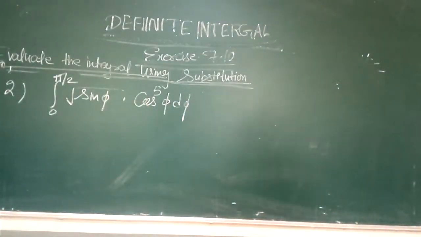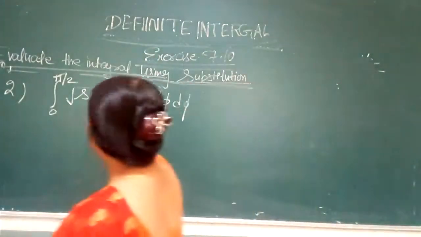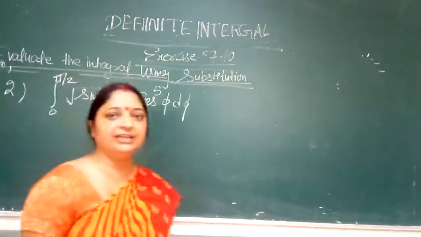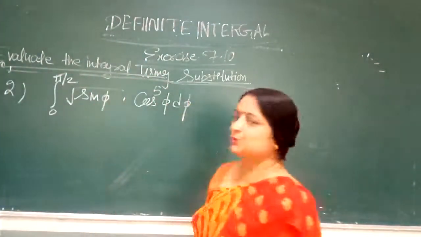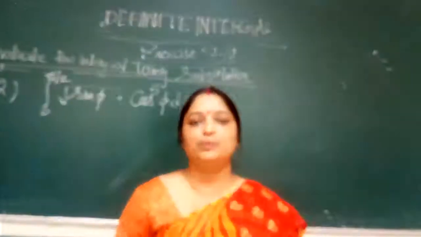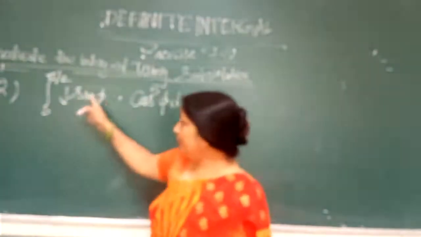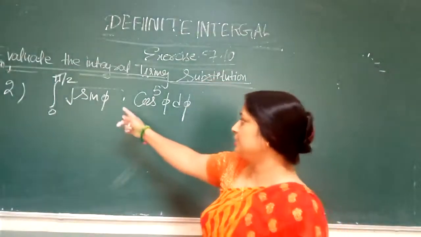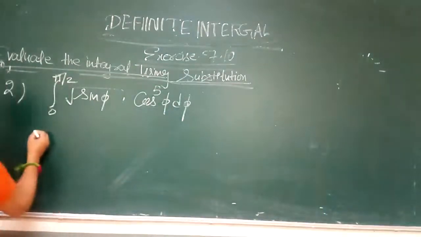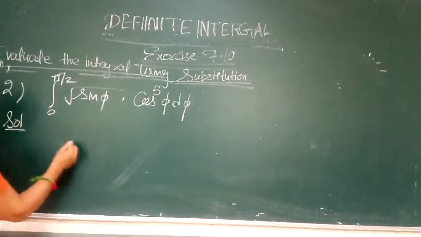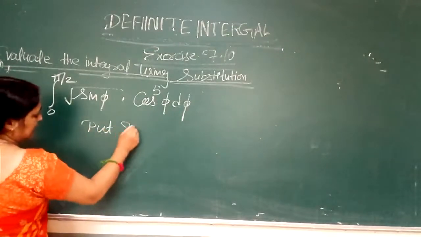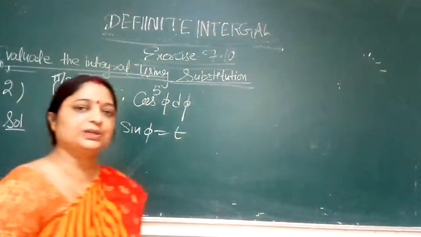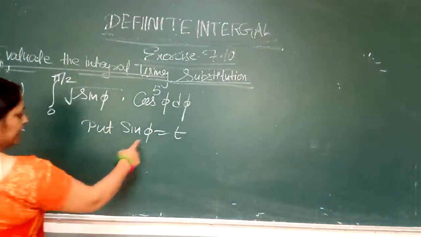Now we will solve this question: integration of 0 to pi by 2 of root sin phi into cos to the power 5 phi d phi. Students, I told you in exercise 7.1 or 7.2, you put the term that is in the bracket or in the root. So here we will substitute this value. Let us start the solution. We will put sin phi equal to t, because sin phi is under the root.